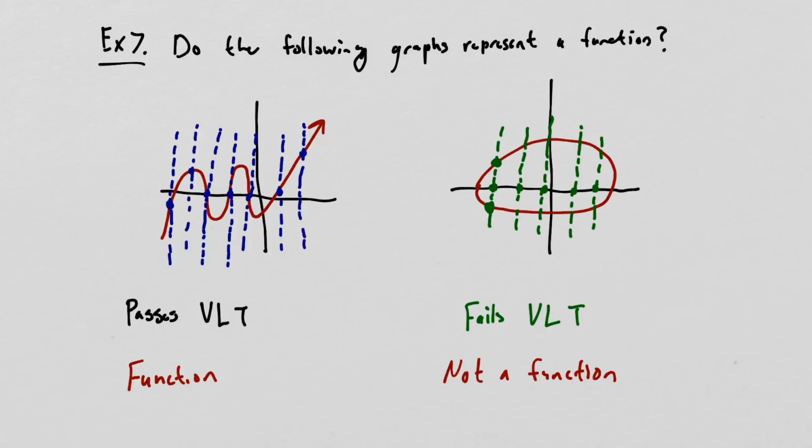Now that we have a tool that can check if a relation is a function, let's go ahead and add another tool that's going to allow us to check to see if a function is one-to-one. So this next tool is the horizontal line test. And again, this is going to check to see if a function is one-to-one.